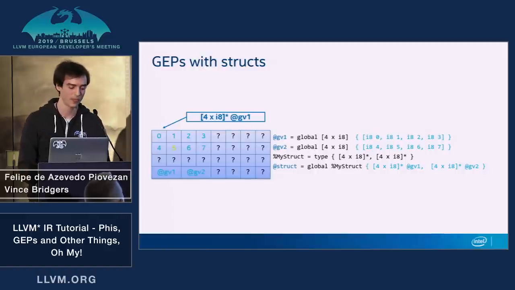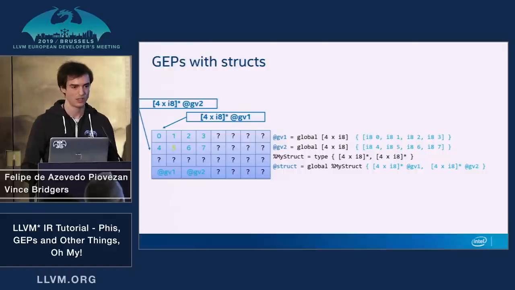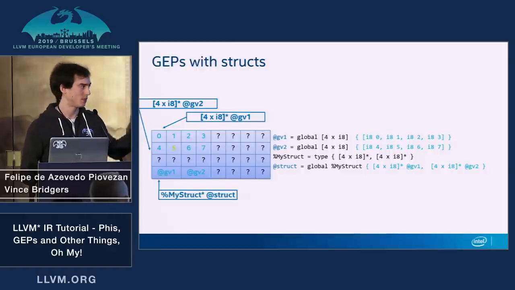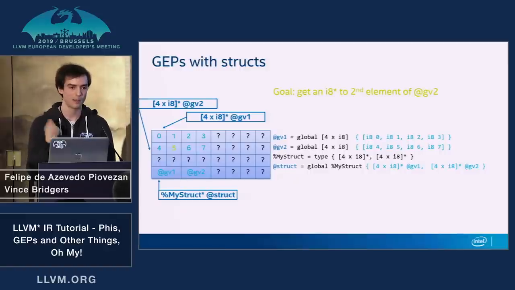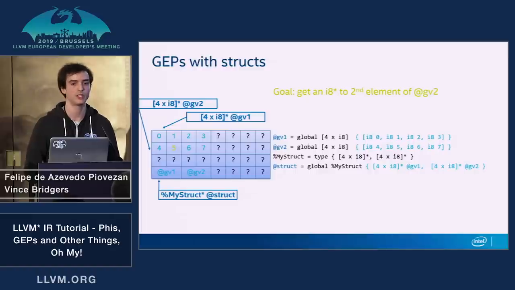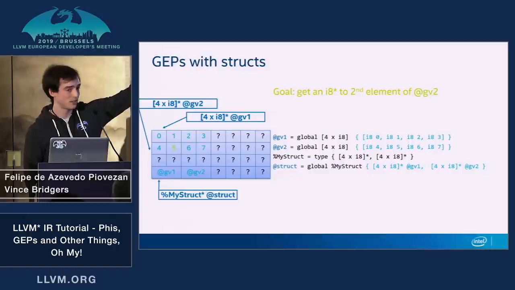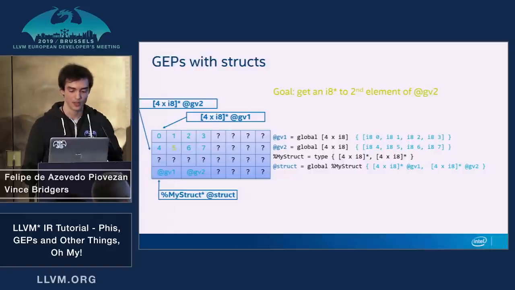So visually, we might have something like this. Our two global variables might fill the first row of this memory chunk, and our struct has our two pointers in the last row. Our goal with this exercise will be to get a pointer to an i8, that is, to the second element of our second global variable. In other words, I want a pointer to that 5 in green.